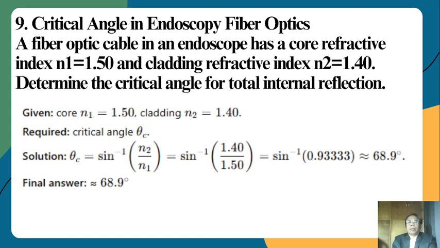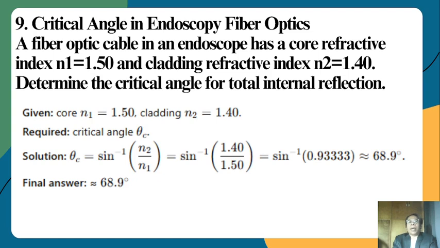Number 9. A critical angle in endoscopy, fiber optics. A fiber optic cable in an endoscope has a core refractive index n1 equal to 1.50 and cladding refractive index n2 equal to 1.40. Determine the critical angle for total internal reflection.